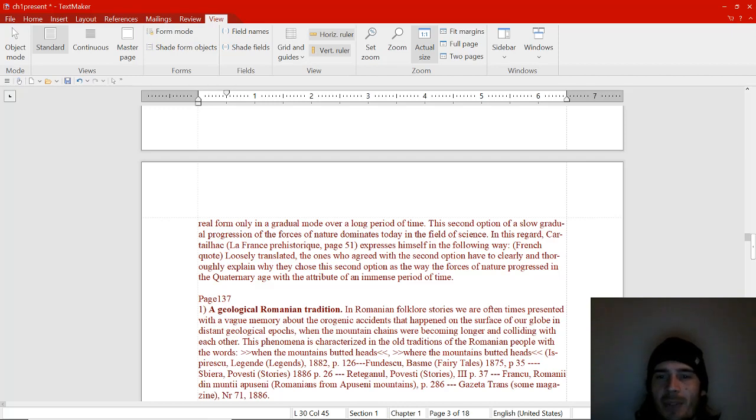The second option of a slow, gradual progression of the forces of nature dominates today in the field of science. In this regard, Cartel Hack, in his book, expresses himself in the following way. And it's a French quote which I could loosely translate, so I'll put it here.